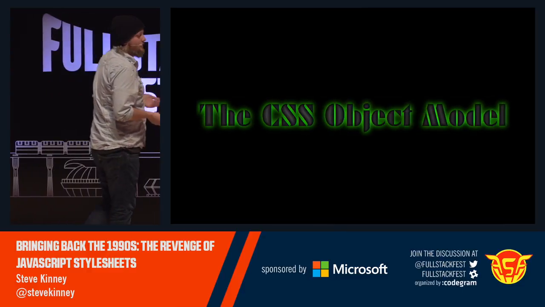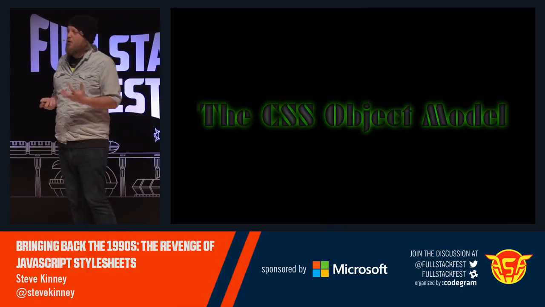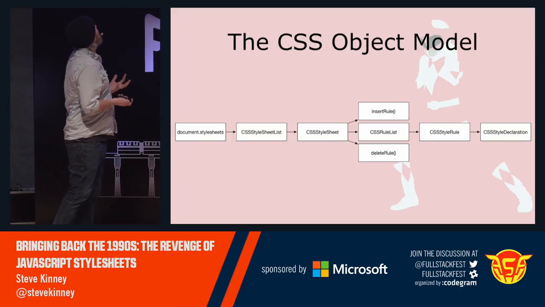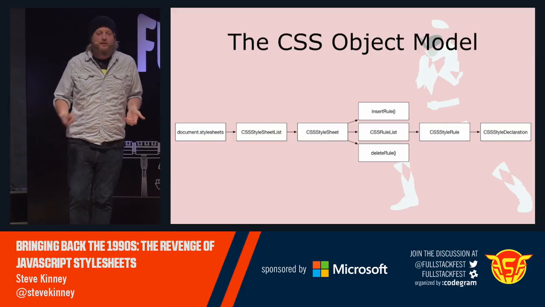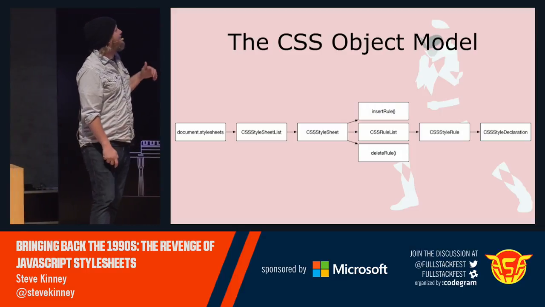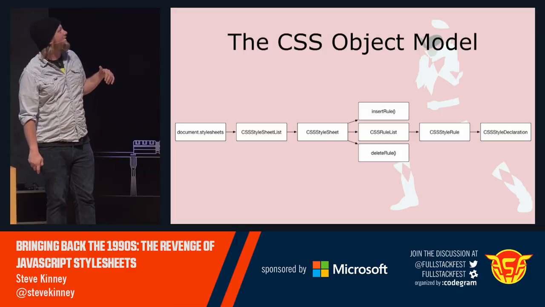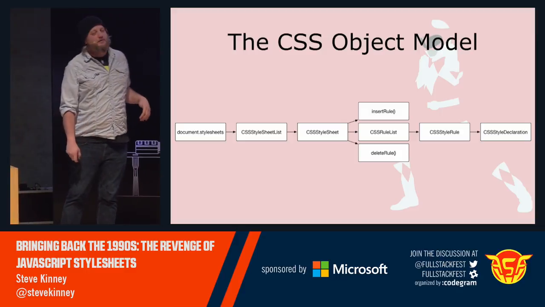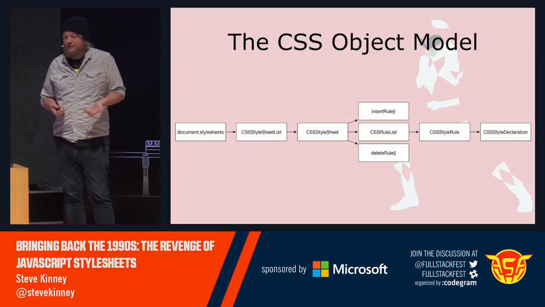And what the CSS object model is, it's a way to figure out what the style sheets loaded on the page were. It's got this structure here where we've got document.stylesheets, and that'll give you all the style sheets that are loaded. You can go through that and get the style sheet list and then the style sheet, and then you can insert rules dynamically and get the rule list and delete rules and modify them and all sorts of really fun stuff.